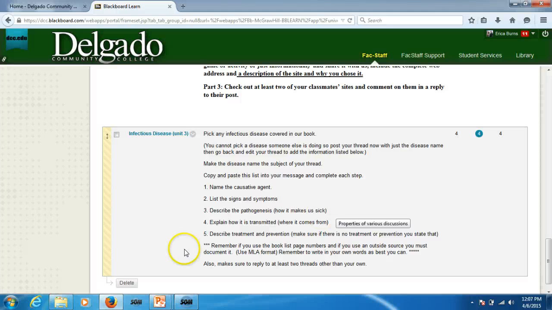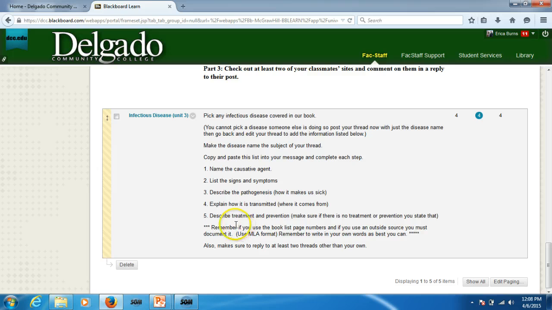How's it transmitted? Where does it come from, right? Do you inhale it? Do you eat it? Is it in the environment? How do you come in contact with it? And then describe treatment and prevention. And make sure if there's no treatment that you say so, right? Say that there's no treatment, right?